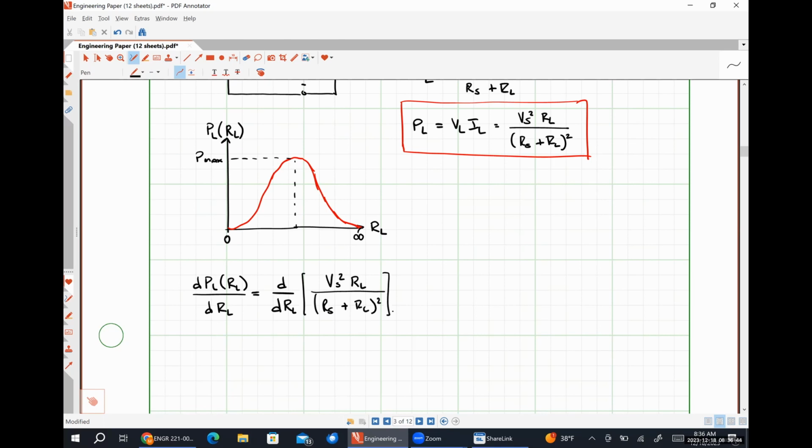Now, to me, this looks like a great place to apply the quotient rule in calculus. So if I have the derivative of f of x over g of x, please remind me if I'm doing this incorrectly because it's been a hot minute, but I believe this is f of x times the derivative of g of x minus g of x times the derivative of f of x, all over g of x squared.